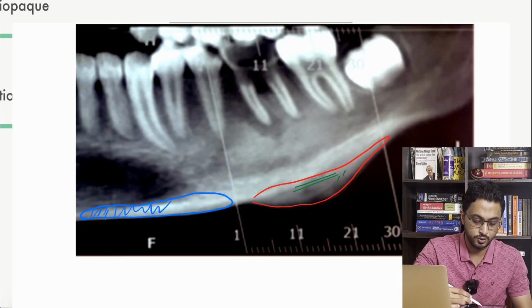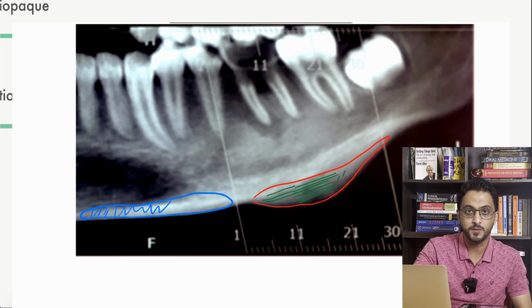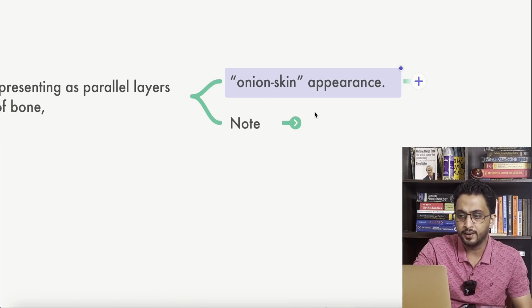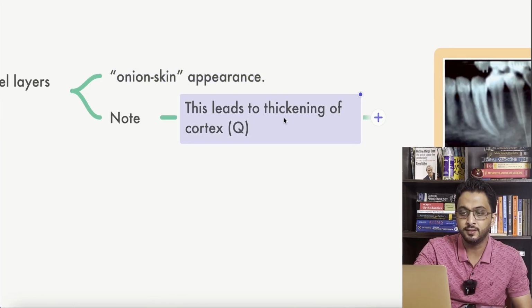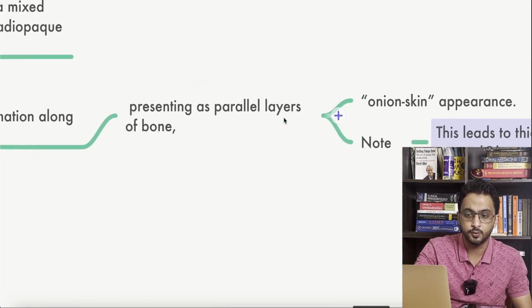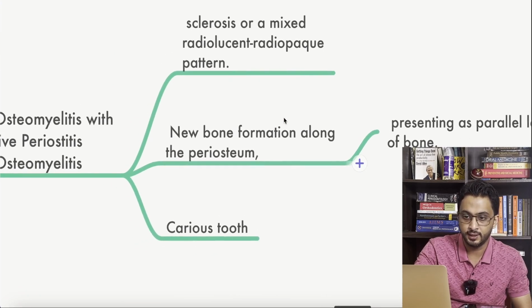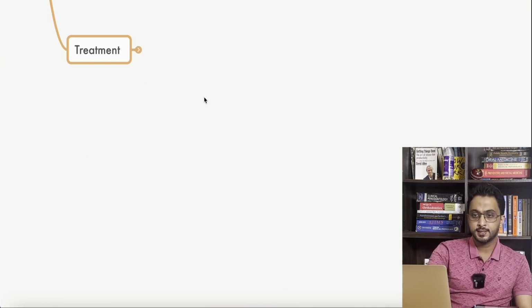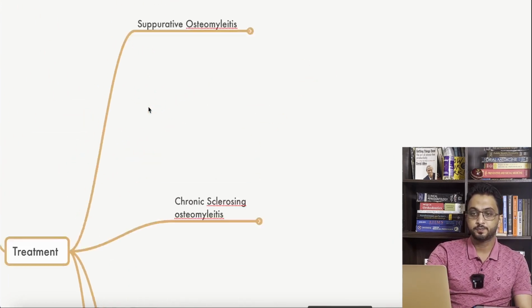Now I've drawn it a little unparallel. Anyway, make it parallel. As I told you, you have to be a radiologist to have all those imaginations. Parallel layers of bone, onion skin appearance, and this leads to thickening of the cortex and thereby causes the swelling. A carious tooth is definitely there, but now it's a periosteal new bone formation. So, finally, coming to the treatment part.